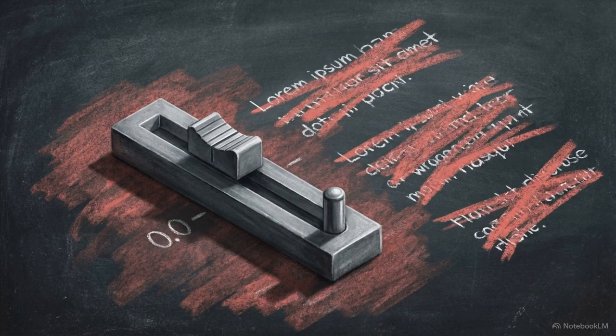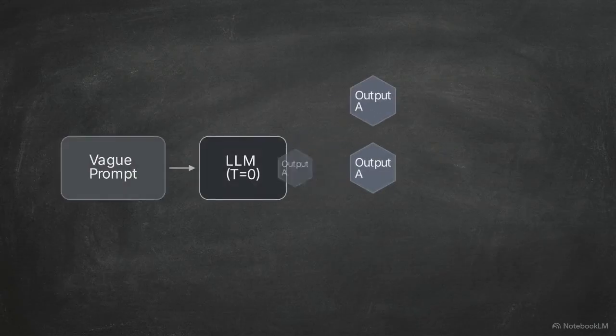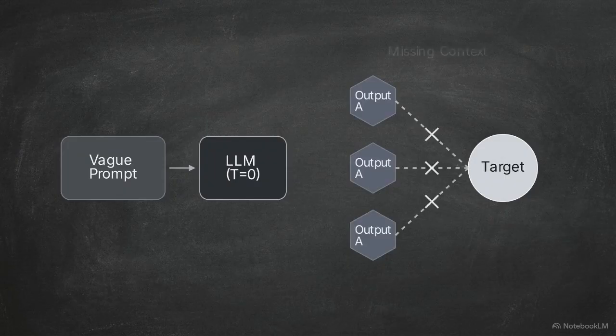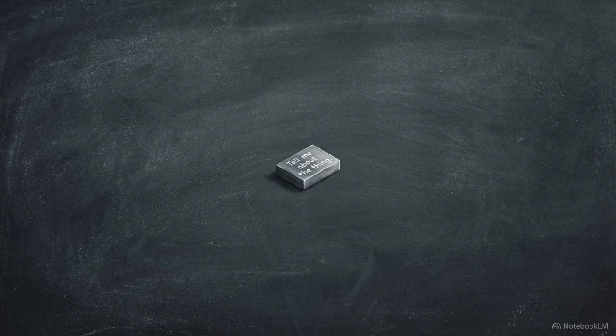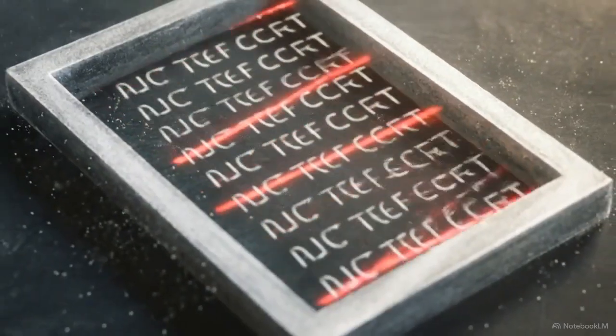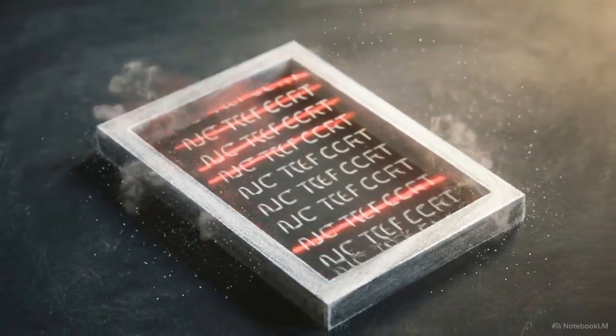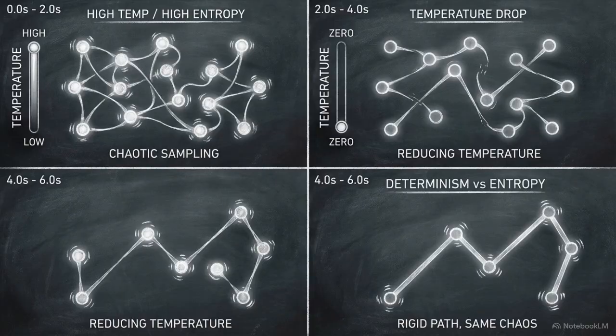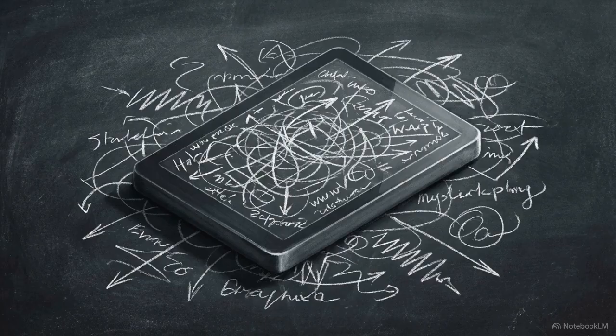Dropping the temperature to 0 makes the model highly deterministic, but it does nothing to improve its understanding or fill in missing context. Giving the model a vague prompt at 0 temperature does not eliminate the ambiguity. You simply guarantee that the model will return the exact same hallucinated or incorrect answer every single time you press run. In the architecture of neural networks, the temperature parameter does not control system entropy. Setting it to 0 merely masks the chaos without curing it.